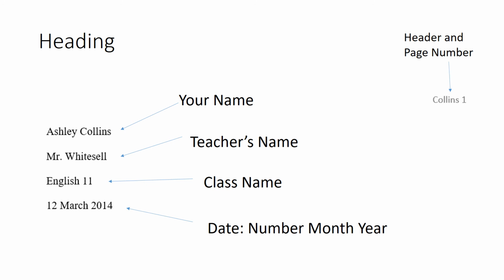To make a heading in MLA format, you start off with your name, and then the teacher's name, and then the class name, and then the date. Now the date is in military date, and so it's number, month, and then year. And you will notice that your header and your page number will be in the top right-hand corner, and it will not be a dark color, it'll be this light color as you see on this page.